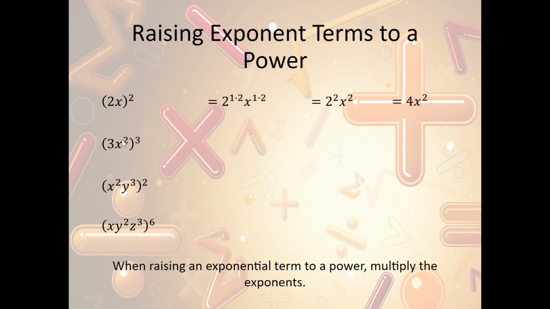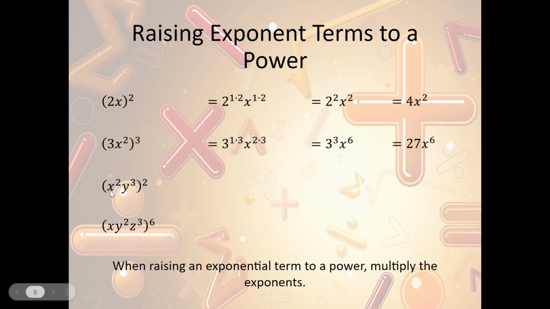Now let's look at this one. Again, same thing. This is 3 to the first and x squared. So we're going to multiply each of those by the power out here, which is 3. So we get 3 to the first times 3 and x to the second times 3. Well, we know that 3 to the first times 3 is 3 cubed, and 2 times 3 is 6. So we get 3 cubed times x to the 6th, and 3 cubed is 27. So it's 27x to the 6th.